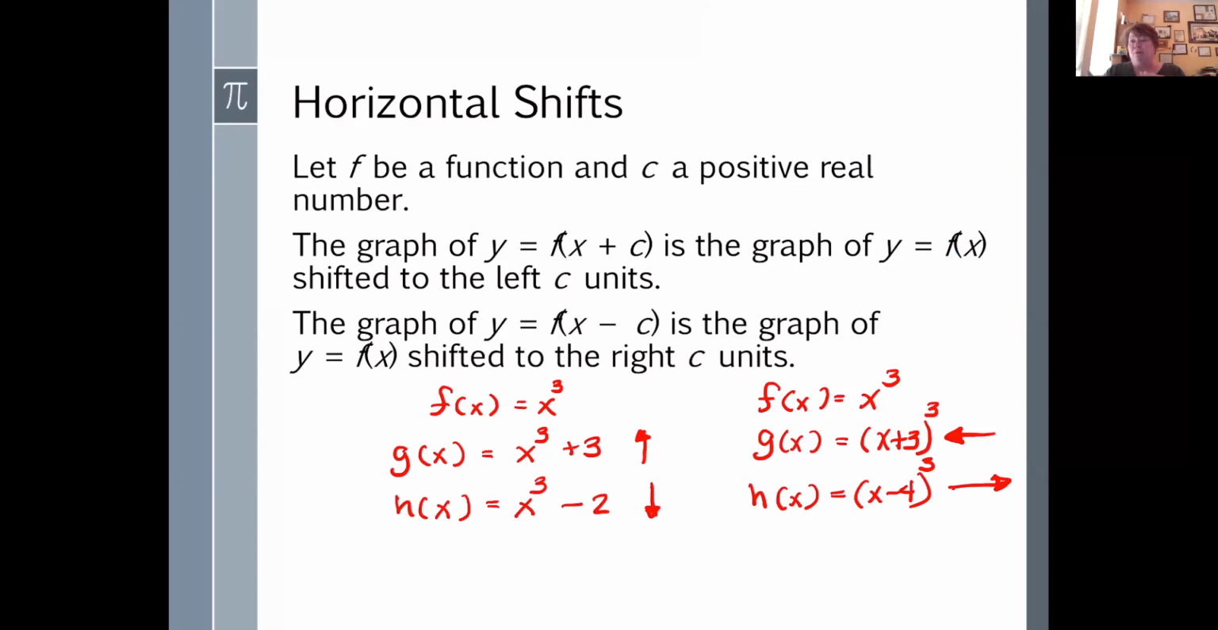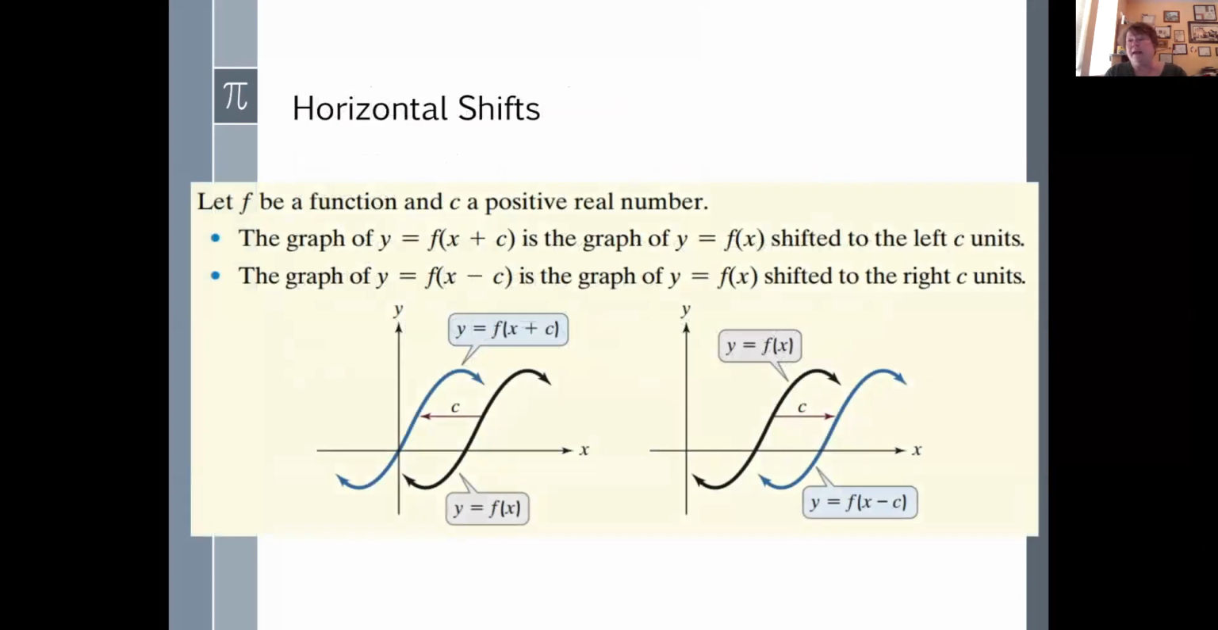So I have my original function, f of x equals x to the third. In the second function, g of x, I've taken my input x, I've added 3, then I cube it. That's a shift to the left. H of x, we take my x, we subtract 4, and then we cube it. Now I'm subtracting 4 from my input x, and that is a shift to the right.